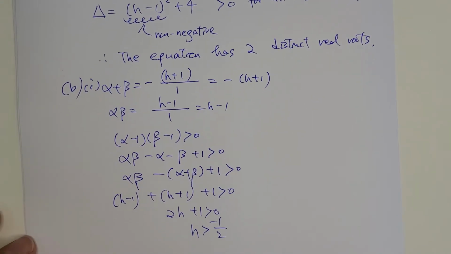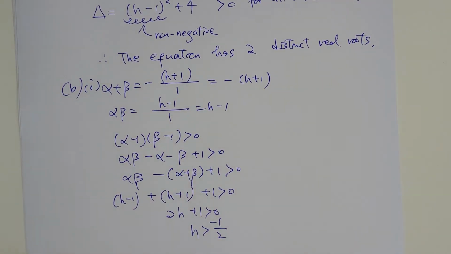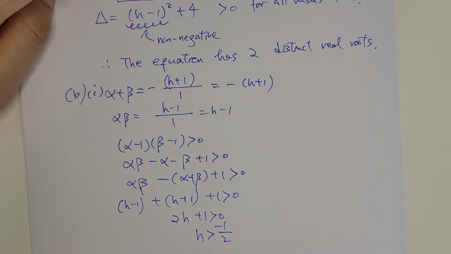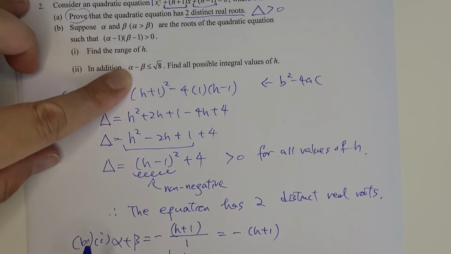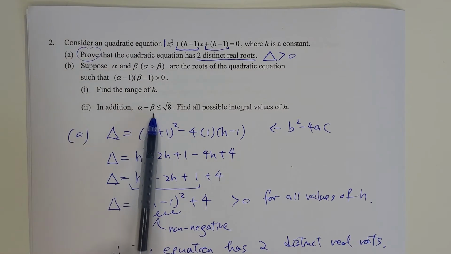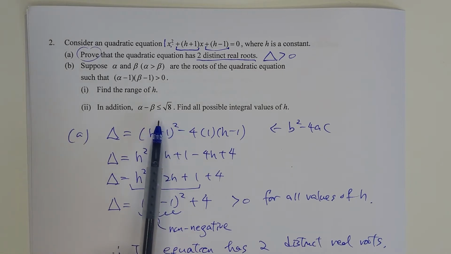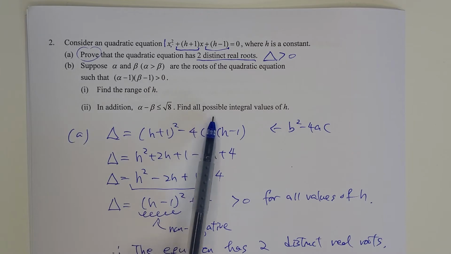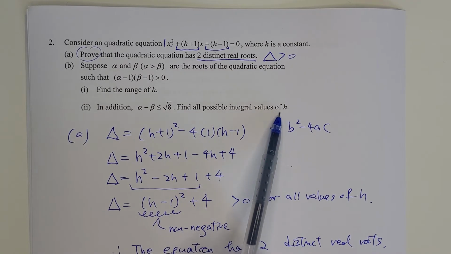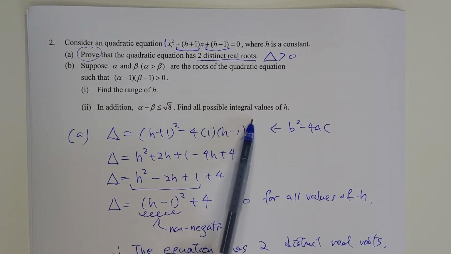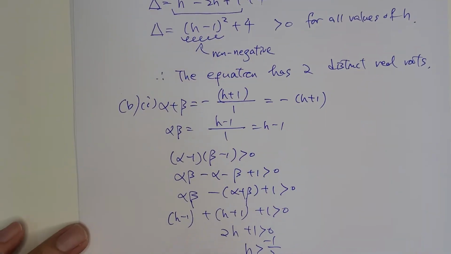Okay, finish B1. And B2, in addition, alpha minus beta is less than or equal to the square root of h. So find all possible integral values of h. And I just want integer, okay? I just want integer. So what can we do?